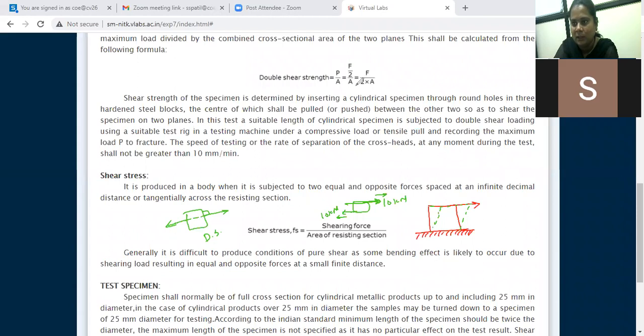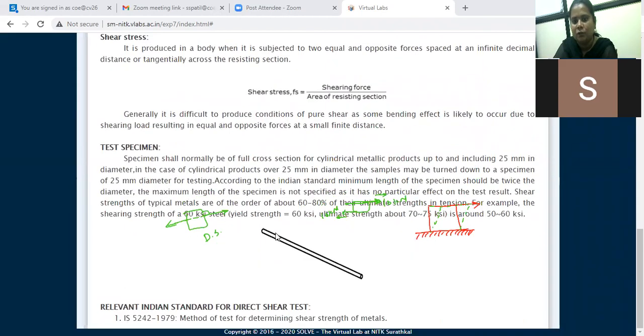Now we will move towards the test specimen. So this is the test specimen. This is our mild steel rod, or the test specimen. The specimen shall normally be a full cross section for a cylindrical rod. So this is cylindrical, having a diameter of 25 mm.